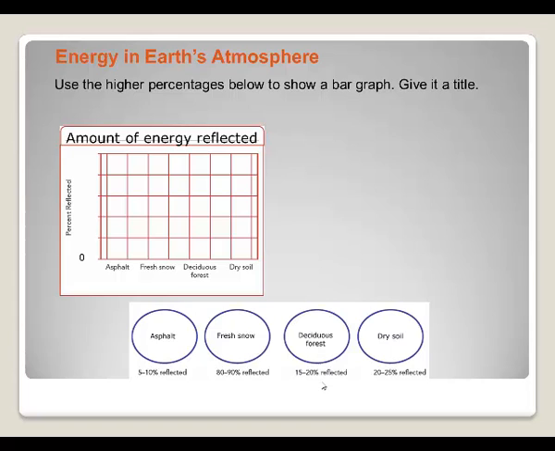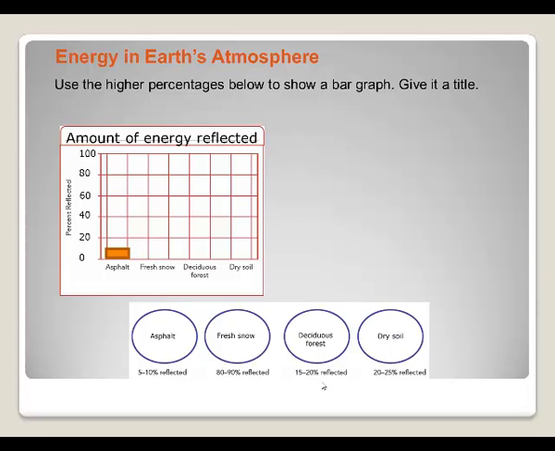We need to put a scale for the amount reflected on the left side of our graph. So 0 being 0% reflected, 20% reflected, 40% reflected, 60% reflected, 80, and 100% reflected. So asphalt has a reflectivity of 5 to 10%. So I'm going to draw my graph up somewhere in that general area.